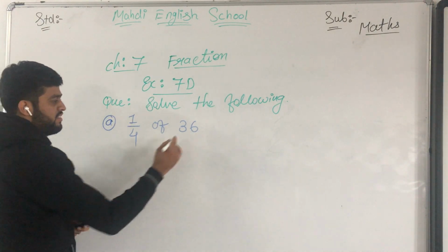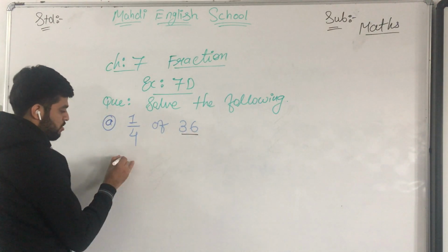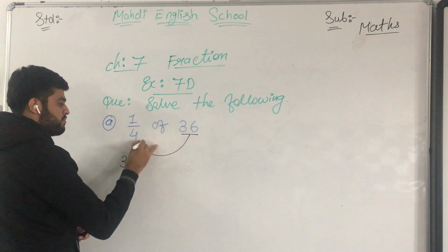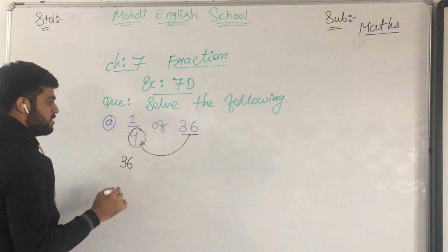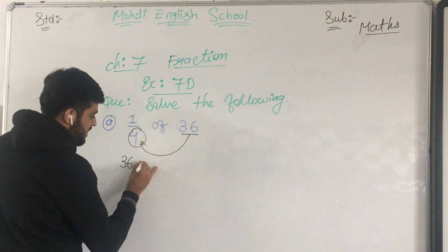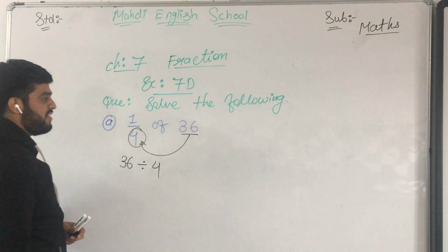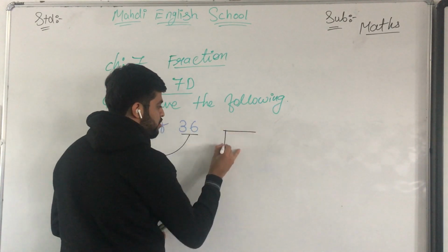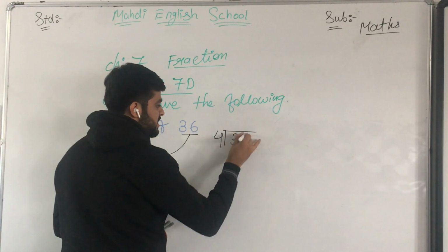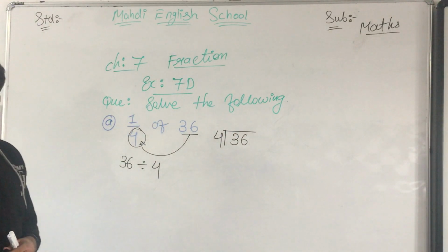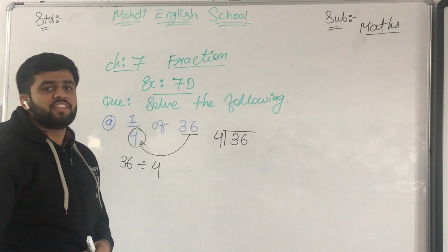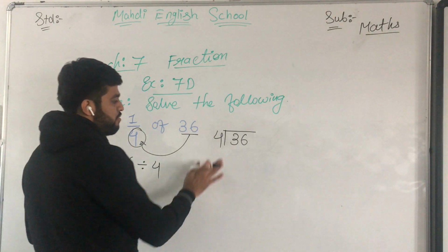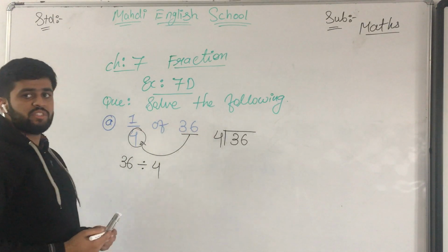First of all, we write this digit, and this digit is divided by 4. So how do we divide, my dear students? Let's check. In table number 4, will 36 come or not? So let's check here. In table number 4, 4 ones are 4, 4 twos are 8.